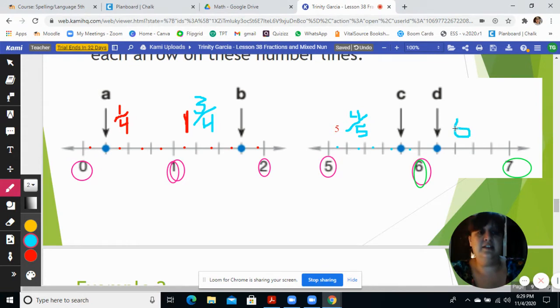Okay, there's our 6. And how many spots do we have? 1, 2, 3, 4, 5. Okay, so our denominator is going to be 5. And our numerator is only 1, because there's only one space between the 6 and the dot for D. So 6 and 1/5 becomes our answer. All right. So you should have a number line that looks like this in your notes, please.